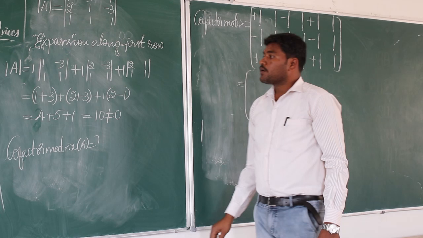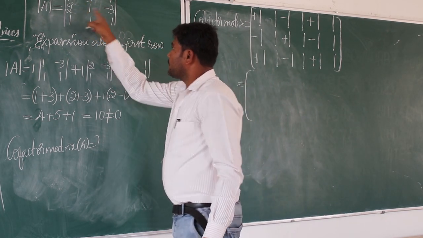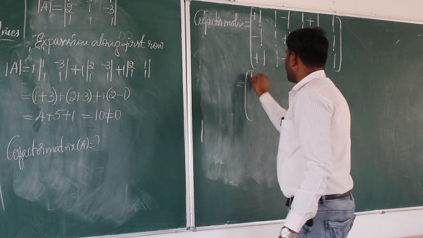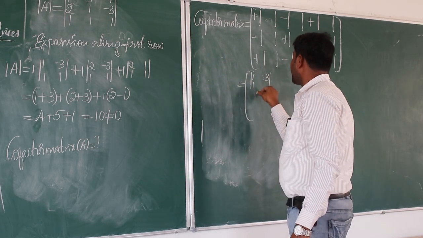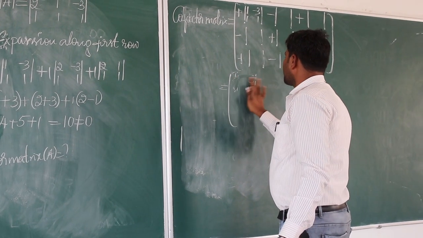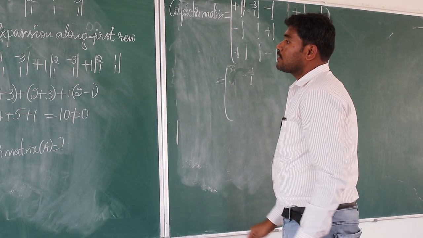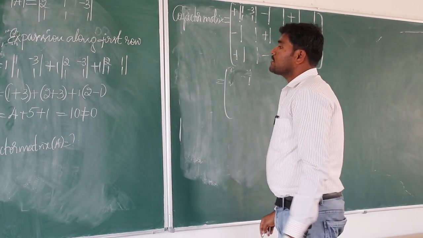So now the cofactor matrix. Deleting first row, first column, the matrix becomes 1, minus 3, 1, 1. Next, deleting first row, second column, it becomes 2, minus 3, 1, 1.